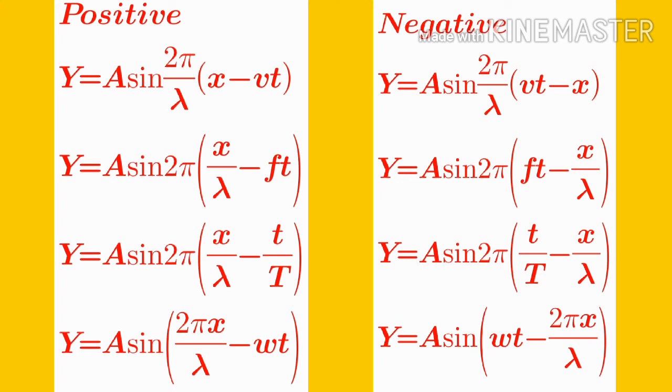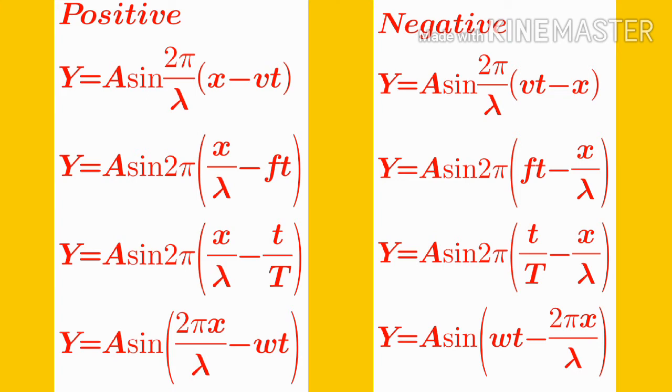Now look at the second one: y equals a sine 2 pi, in bracket, x over lambda minus ft. That's when it moves in the positive direction. You can see we are just substituting some values from one equation into another. And look at the right hand side too; you have the negative direction there.